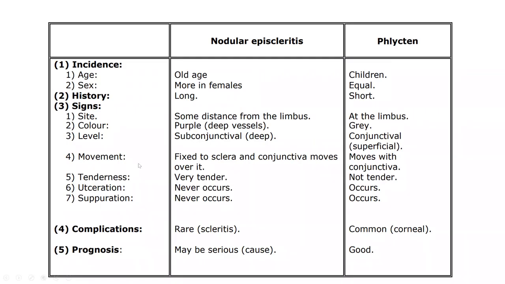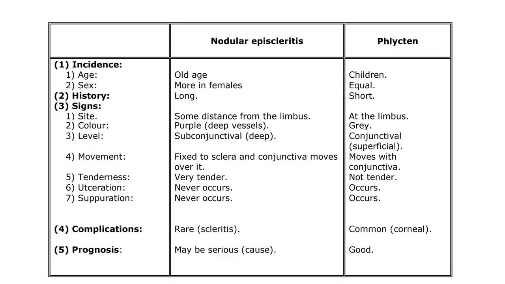The tenderness: nodular episcleritis can be very tender, but phlyctenule is not tender. The ulceration: in nodular episcleritis it never occurs, but in phlyctenule it does. You remember the photo I showed you, the phlyctenule with surface ulceration taking the fluorescein stain. The suppuration: there is no pus in nodular episcleritis, but phlyctenule can show inflammation with suppuration.